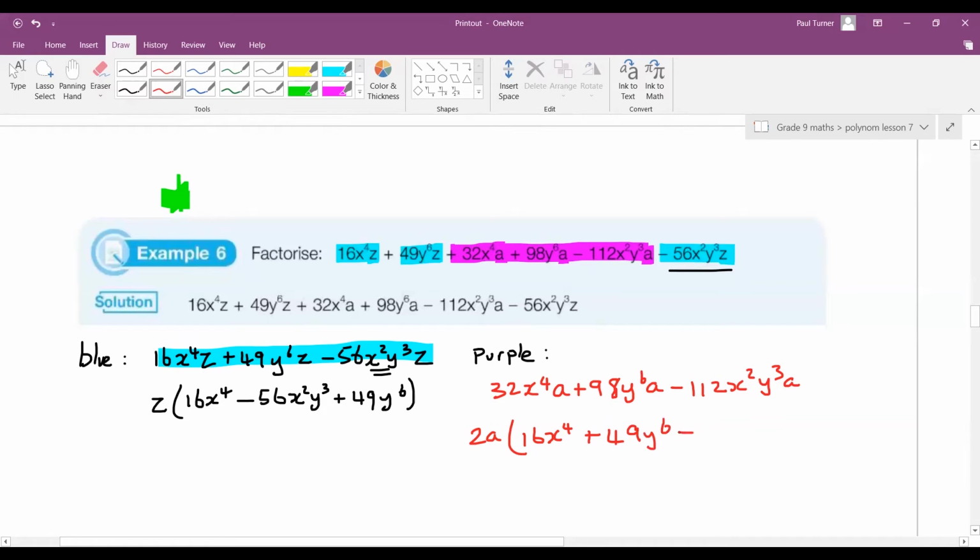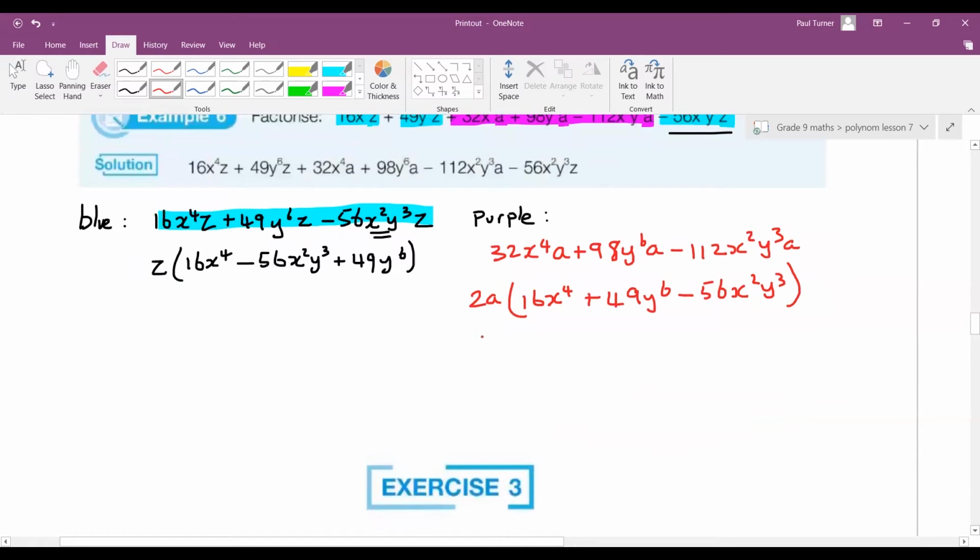y6 minus 56 x2 y3. Now what you see here, these are actually the same, aren't they? So let's just rearrange this one a bit. 2a, 16x4 minus 56 x squared y3 plus 49 y6. And you notice that this and this are the same. So this is actually plus. I'm adding this on here.